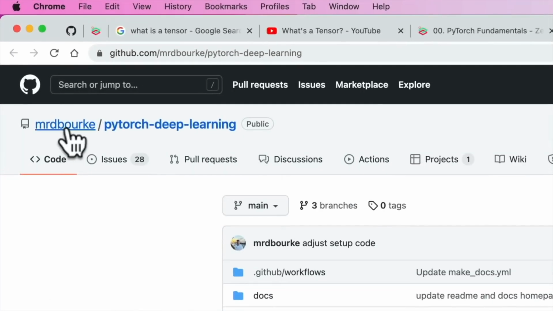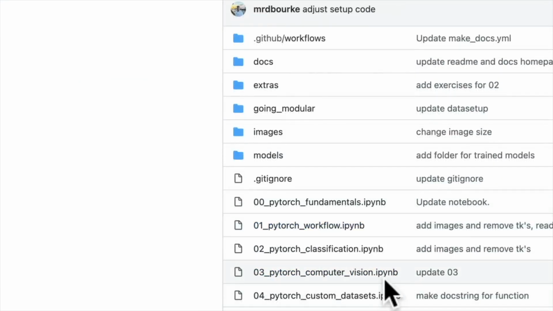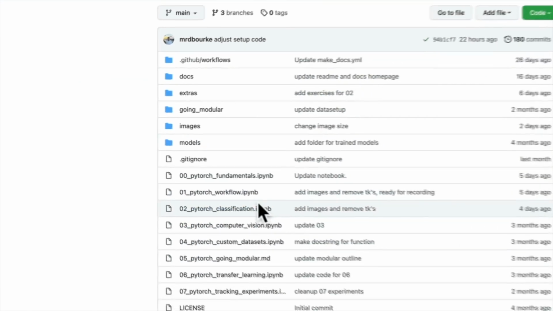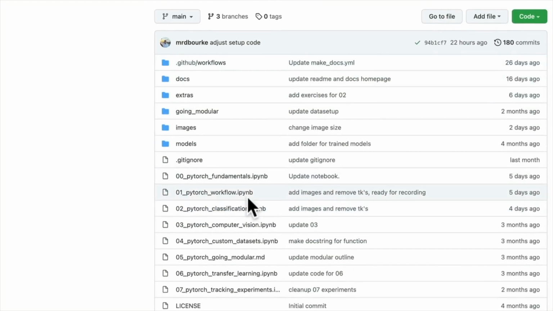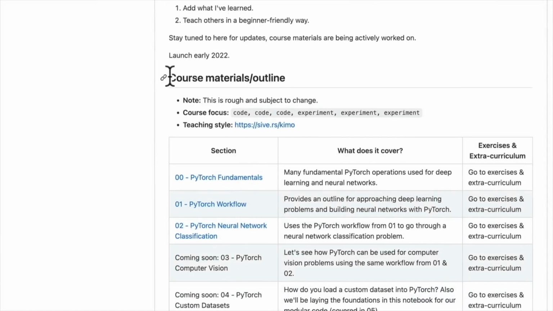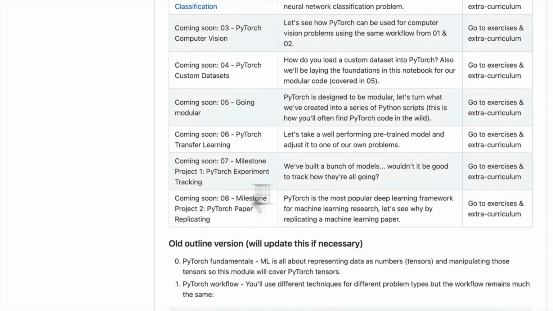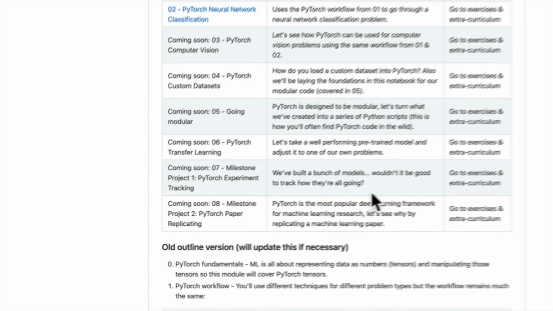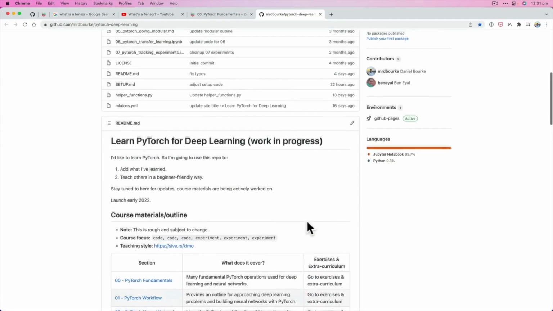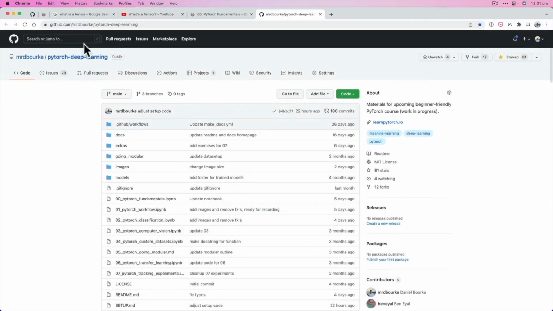But this is Mr. D. Burks and my GitHub /PyTorch Deep Learning. It is still a work in progress at the time of recording this video, but by the time you go through it, it won't look too much different, but there'll just be more materials. You'll have materials outline, section, what does it cover? As you can see, some more are coming soon at the time of recording this, so these will probably be done by the time you watch this. Exercises and extra curriculum, there'll be links here. Basically, everything you need for the course will be in the GitHub repo.